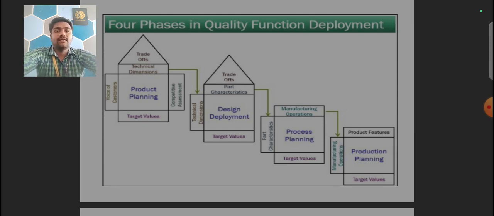The second one is the target values. If the planning has to be carried out, it has to progress in a sequential manner. So if the deadline is 15 days or 1 month, it has to be attained. The planning has to be completed, and the process has to be resolved within the target time.